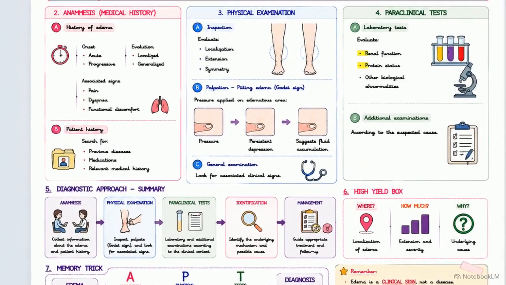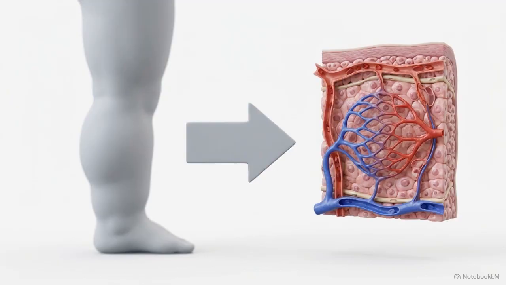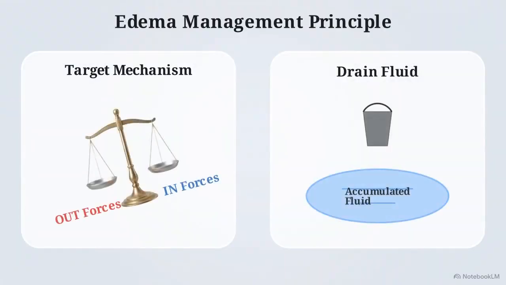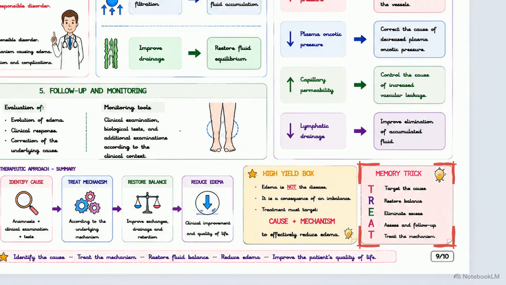Laboratory analysis of renal function and protein status is required to confirm the physical data and identify the etiology. Careful physical and paraclinical evaluation is the only structured method to decode the outward symptom and expose the true internal pathology. Once diagnosed, the core management principle is direct. You must treat the underlying mechanism to restore the pressure balance, rather than simply draining the accumulated fluid. This memory box outlines the strategy. Target the cause, restore balance, eliminate the excess, assess through follow-up, and treat the exact mechanism.